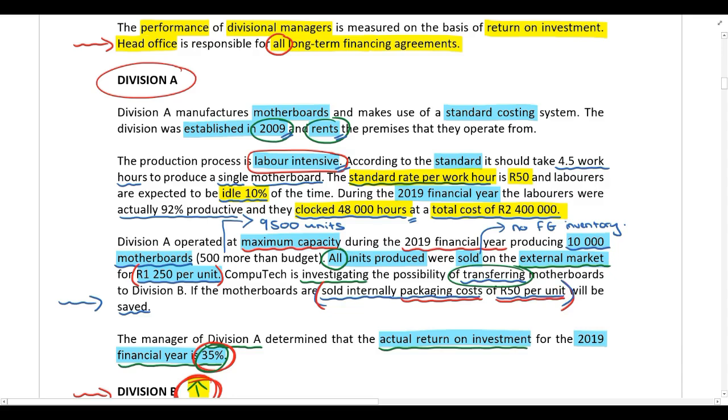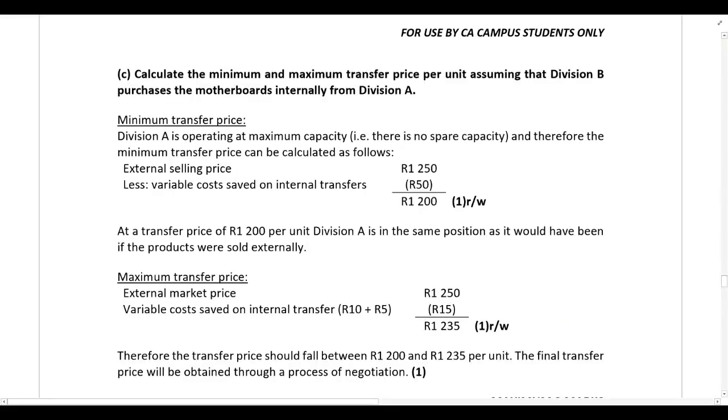And by performing the calculation in that way, Division A will be in exactly the same position as they would have been if the products were sold externally. Let's have a look at the calculation, and then I'll discuss this again with you to make sure that you're happy with the logic. So in order to calculate the minimum transfer price, you take the external selling price of 1,250 Rand per unit, and you deduct any variable costs that are saved on internal transfers. So that's the packaging cost which is saved on internal transfers. And that will give you the minimum transfer price.